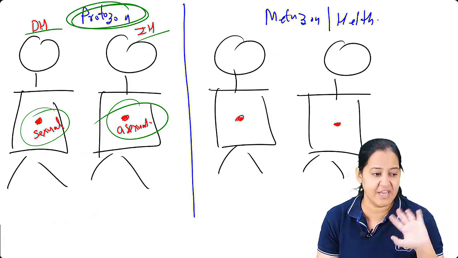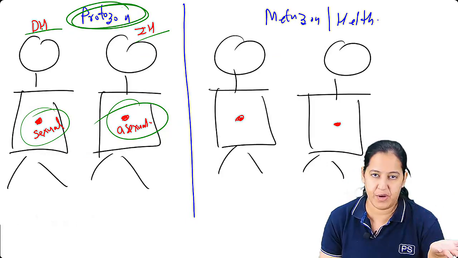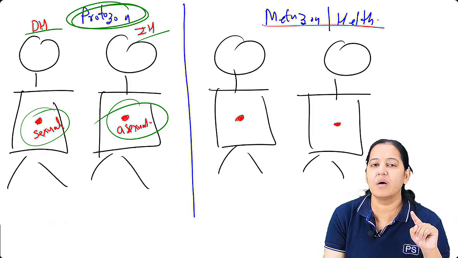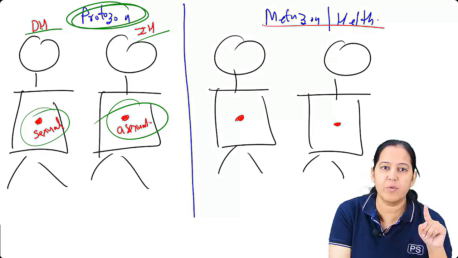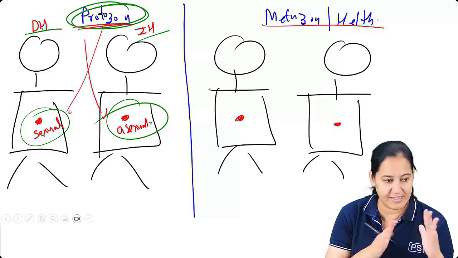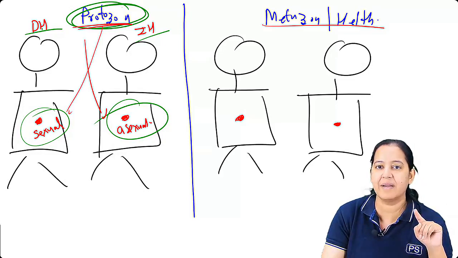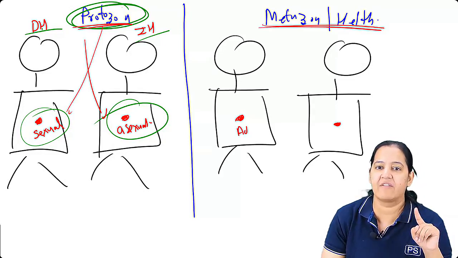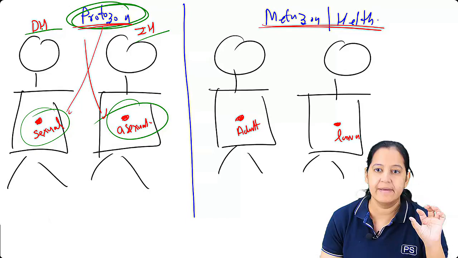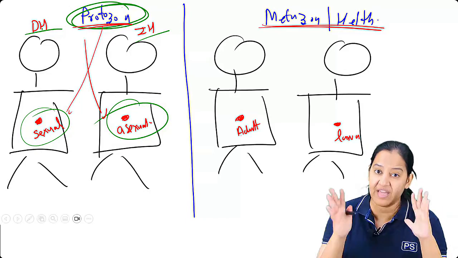Here we don't have sexual and asexual cycle like the protozoa. Who are metazoa? These are multicellular. Protozoa were unicellular, so they have sexual and asexual cycle, and that is how we define them. But these are multicellular, so here we have adult and larva. The adult means the big one and the larva means the small kid.